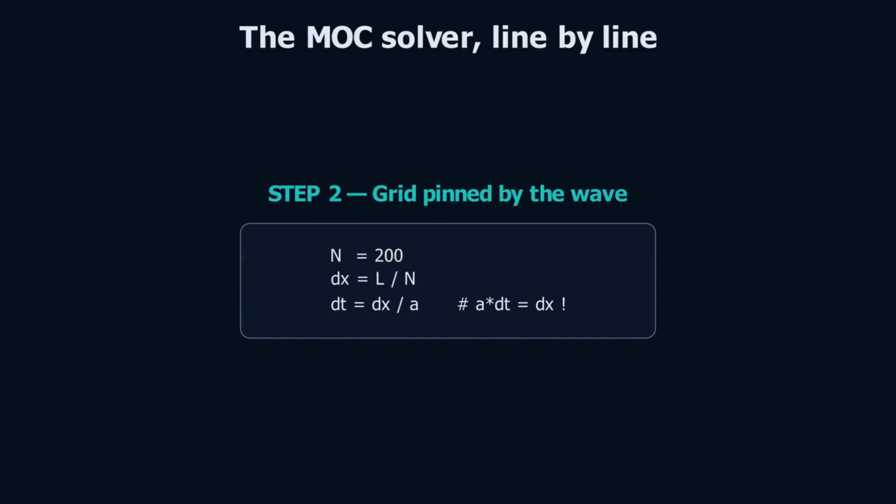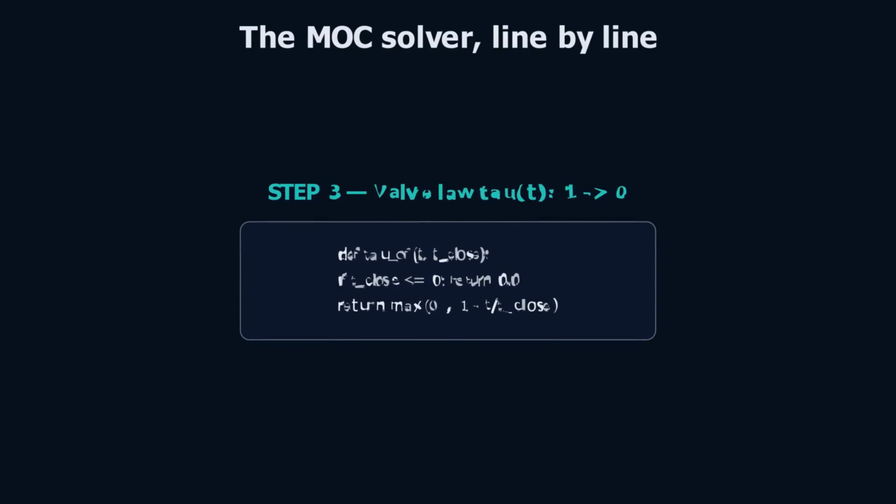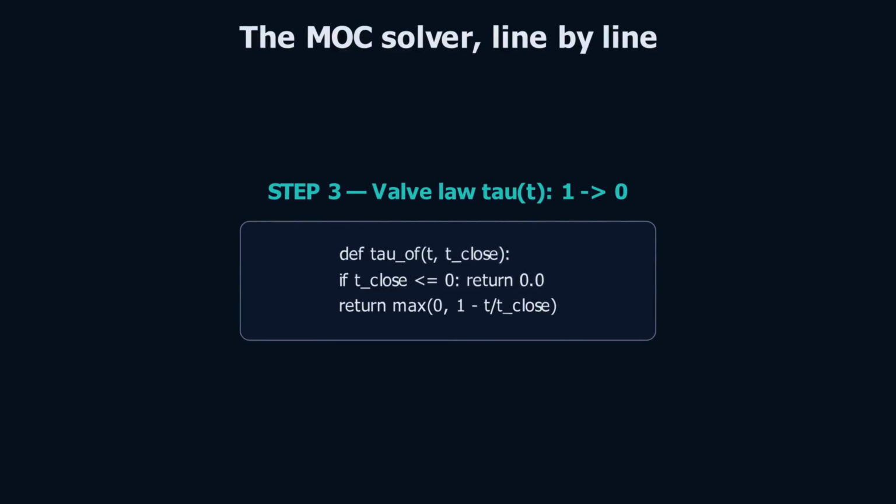Step 3, the valve. A single function, tau of t, ramping the opening from 1 to 0. Set the closing time to 0 and it slams instantly. Set it to several wave periods and it eases shut. This one function controls the entire severity of the hammer.